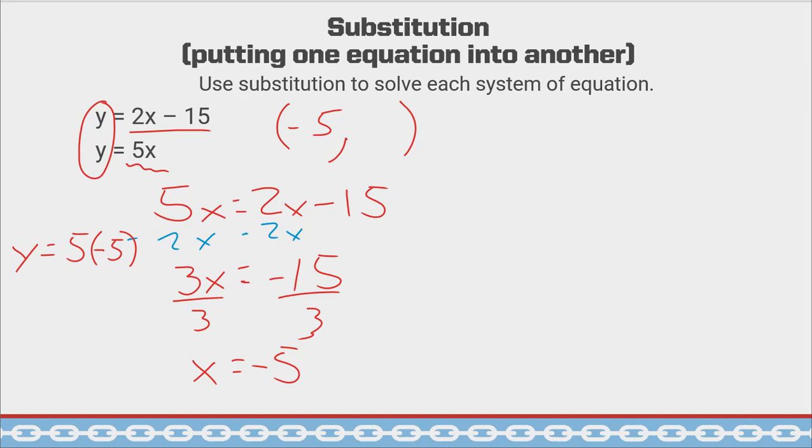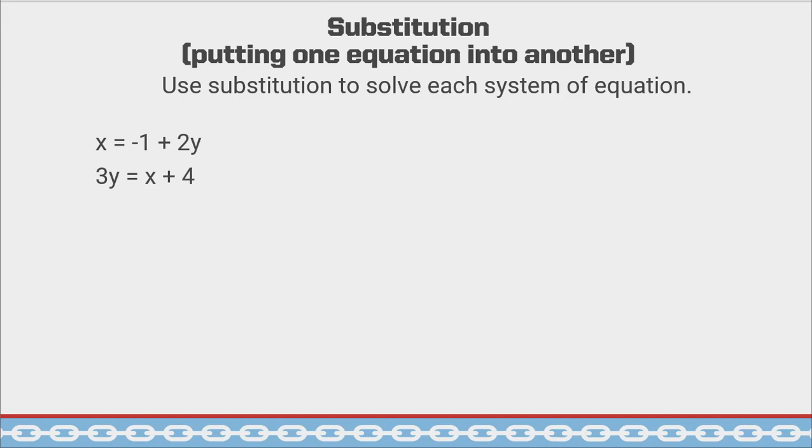So I said y equals 5x, and I know that x is negative 5. So I know that my y portion of this solution is negative 25, right? So just some substitution, and we actually substitute twice. We substitute to make the two equations equal, and then we have to substitute in again our partial solution back into one of the equations.